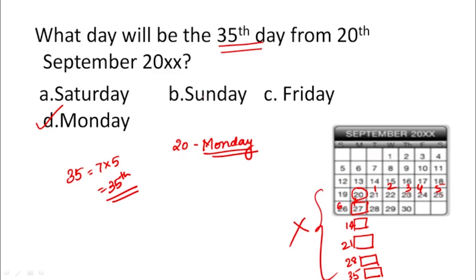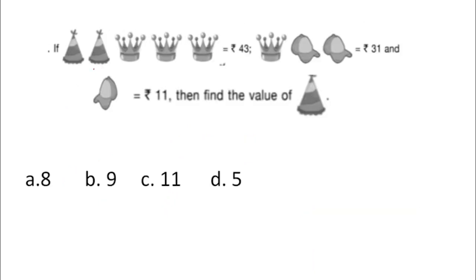You know 7 5s are 35. Every 7th day from 20th will be a Monday. So the 35th day from 20th will also be a Monday because 35 is a multiple of 7. And the next question here is on picture comprehension.